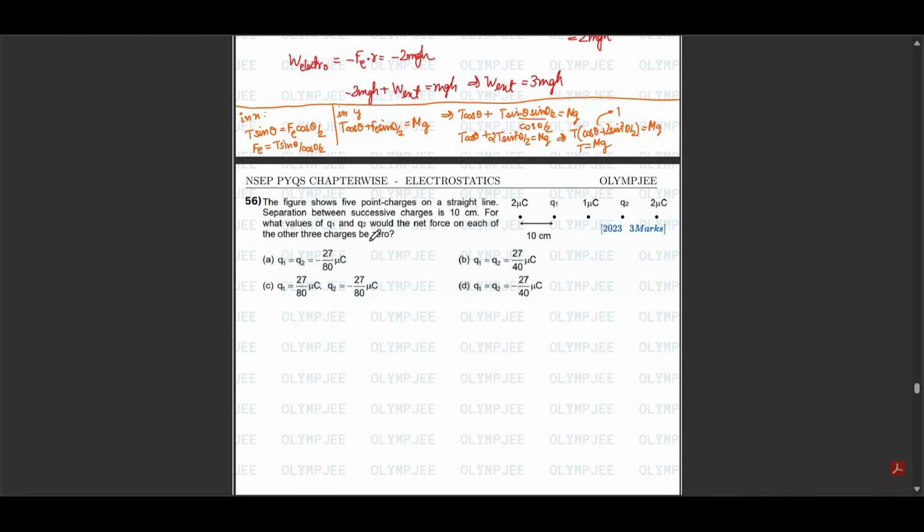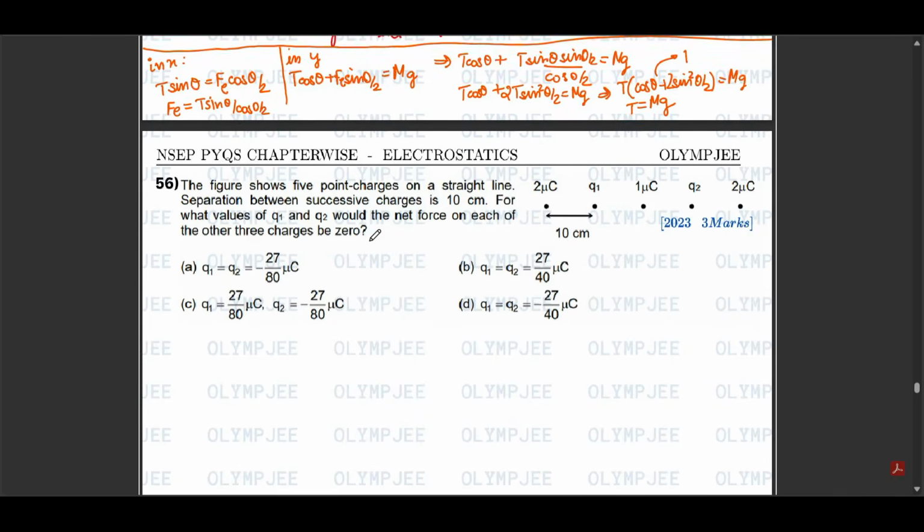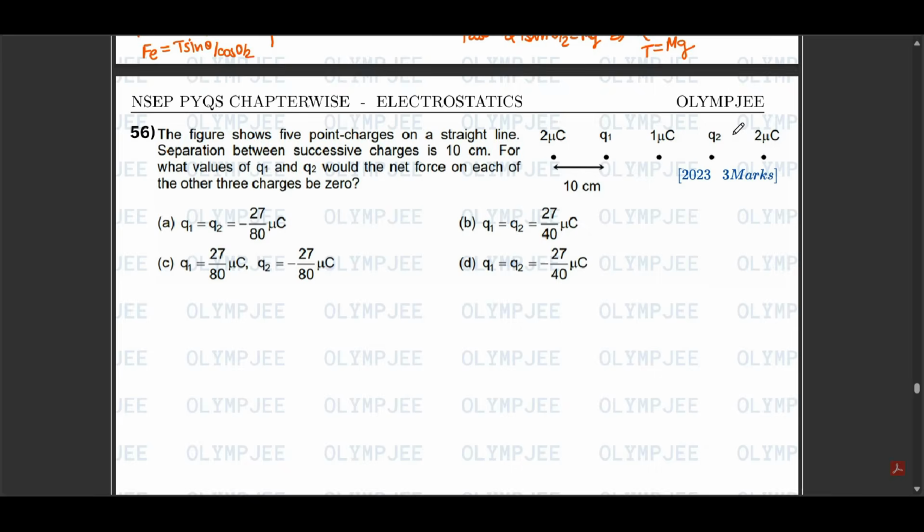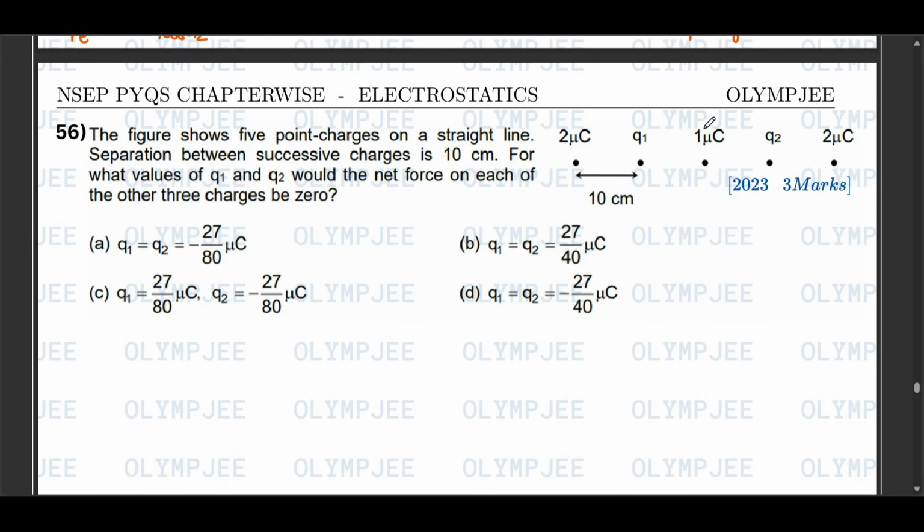So let's move on to the next question, which is question 56. It says that the figure shows 5 point charges on a straight line. Separation between successive charges is 10 centimeter. For what value of q1 and q2 would the net force on each of the other charges be 0? So the net force on this one should also be 0, right?